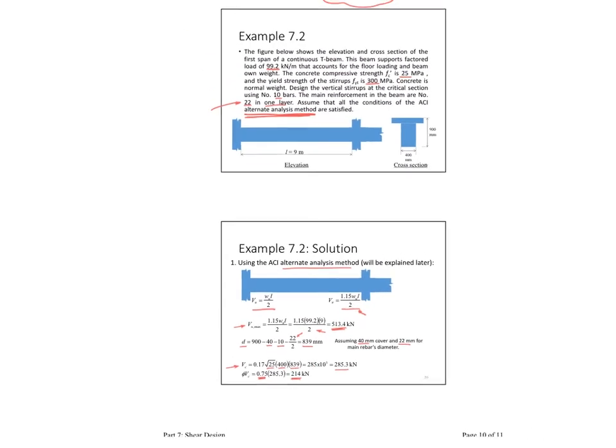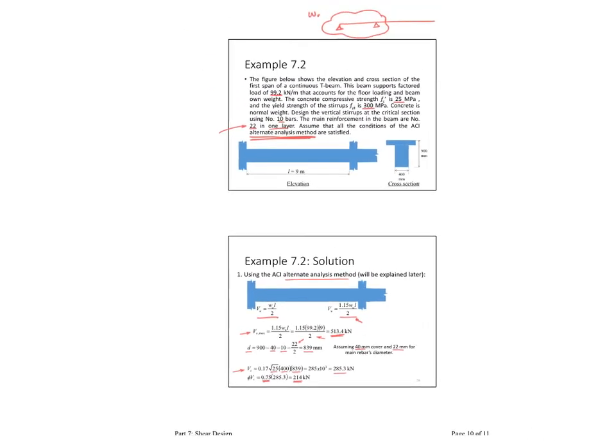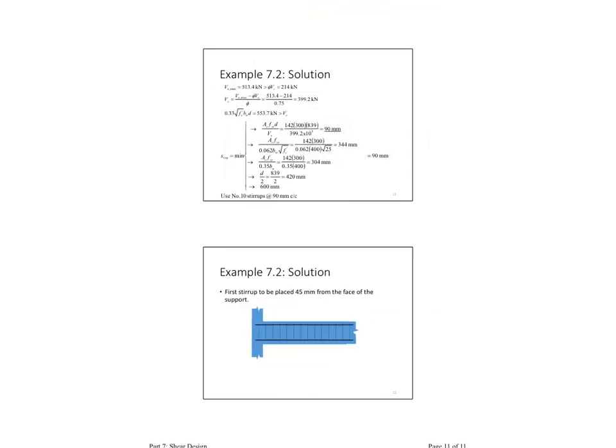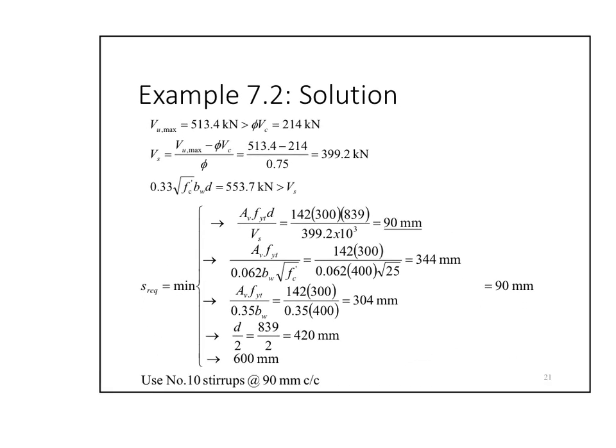I think these are very simple steps. And then my ultimate shear compared to the phi Vc is much higher. So in this case, I need some stirrups. How do I need the stirrups? In this case, my stirrups will be based off one of those 4 criteria for the spacing. But the very first one would be based on calculating your strength.